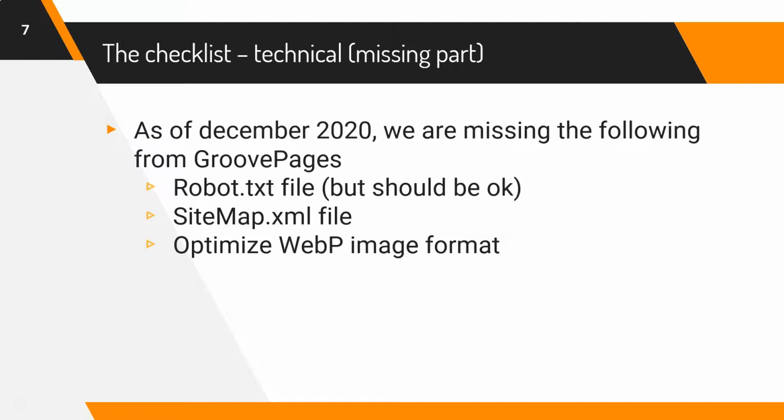Optimize WebP images. This is a new image format that is more optimized than the JPEG we saw earlier. This is something that Groove Pages will probably do at some point by itself. For now, what is sad, if I may say it, is that we cannot upload WebP images, so it's not supported. Even if we want to optimize by ourselves, we cannot do it. But in the future, I think I heard that they will do it for us.